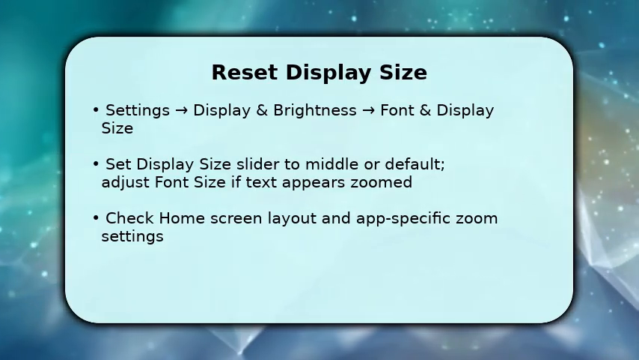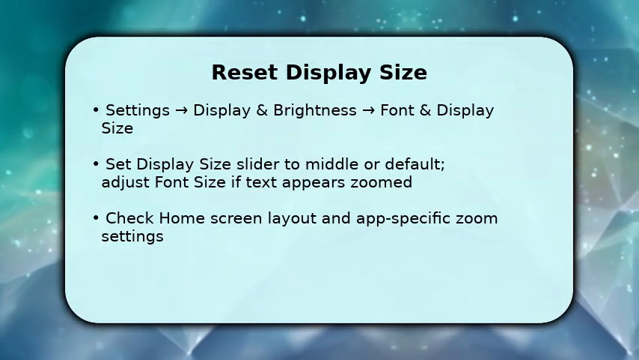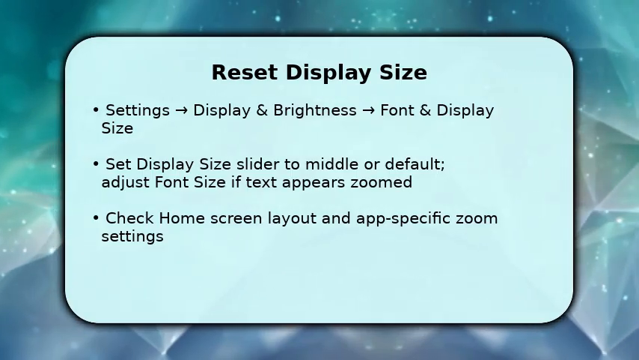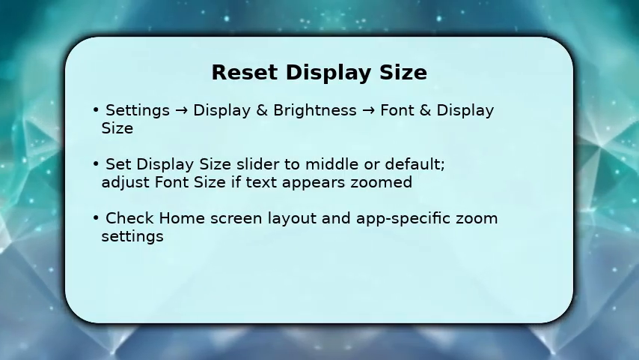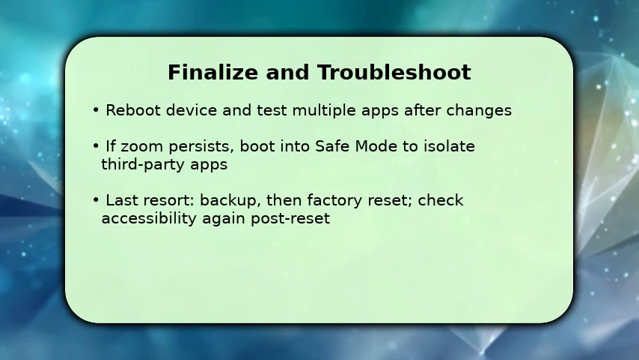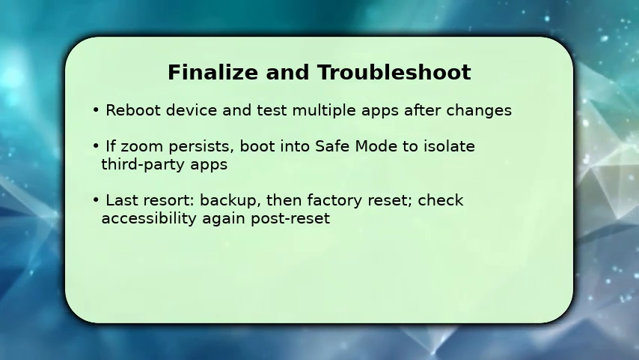Also inspect home screen layout and individual app zoom settings, since some apps preserve their own scale. If an app still looks zoomed, open its display settings and restore defaults. Finish by rebooting your phone so all display settings apply cleanly, then open several apps to confirm normal scaling.